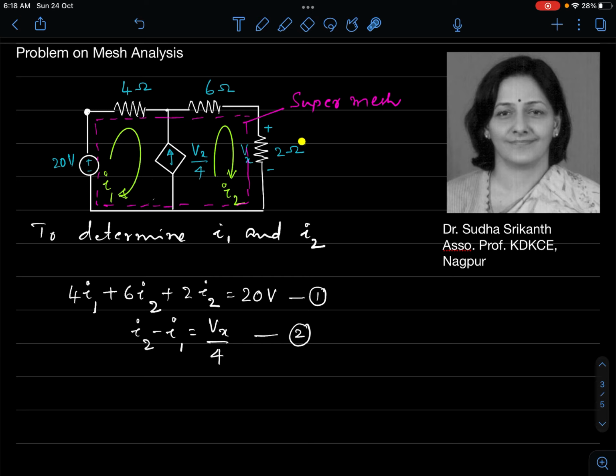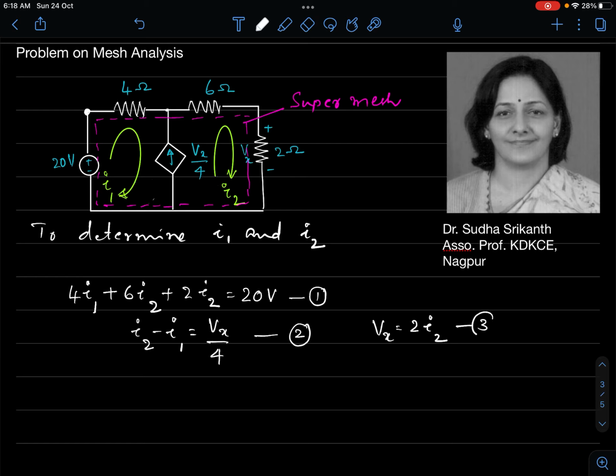So whatever is the potential difference across 2 ohms that is getting generated when I2 is flowing through 2 ohms is what we have called Vx. So I can conveniently write one more equation. What is my Vx now? Vx is 2 times I2. This is my third equation.